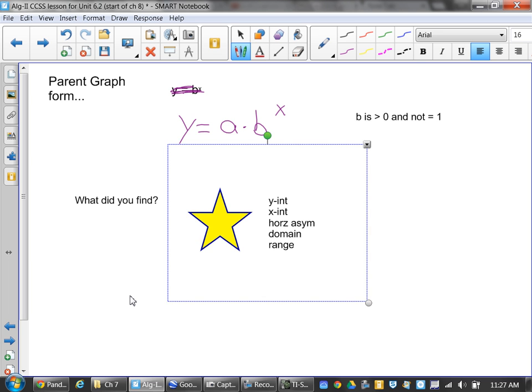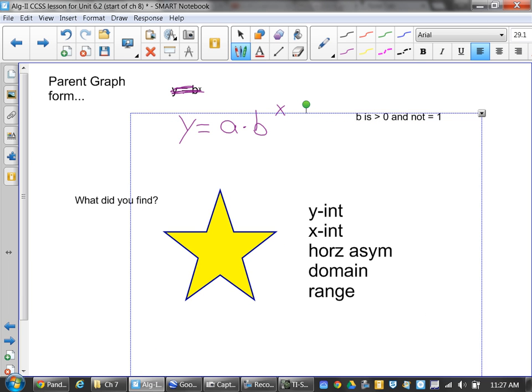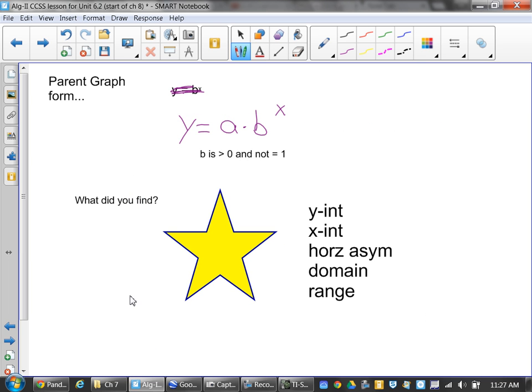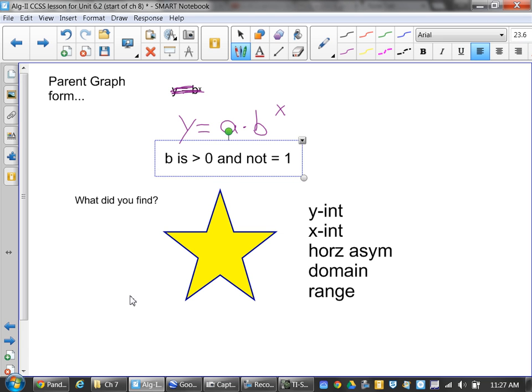The other thing with these growth problems, and this is important, is that b has to be greater than 0 and not equal to 1. Because if b was equal to 1, what would we get?